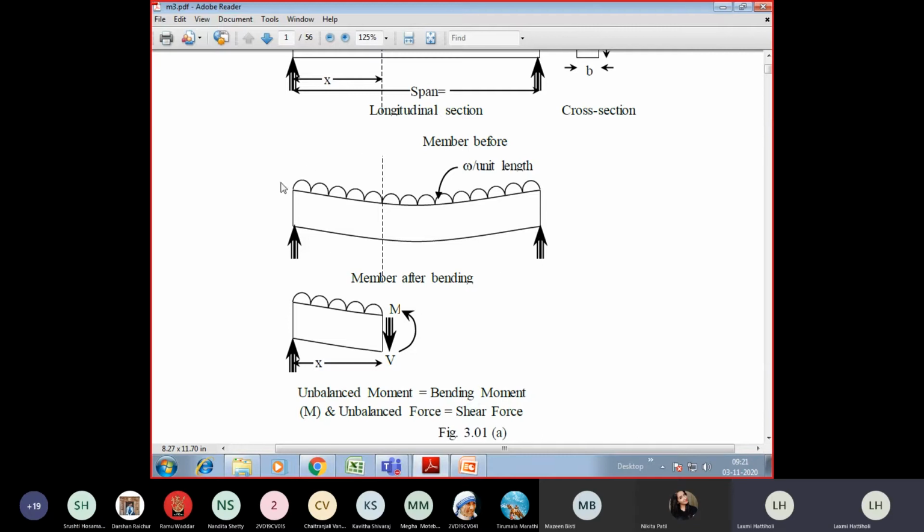Suppose you have not taken a cut section and you take this entire beam in equilibrium. How did you write the equilibrium equation for this entire beam? Do you remember that? Summation Fy is equal to 0. Is my equation correct? Observe carefully. Let's say that on the left side the reaction is Ra, on the right side the reaction is Rb, and this is W and the length is L. So how do you write summation Fy equal to 0? Plus Ra plus Rb minus W into L is equal to 0.